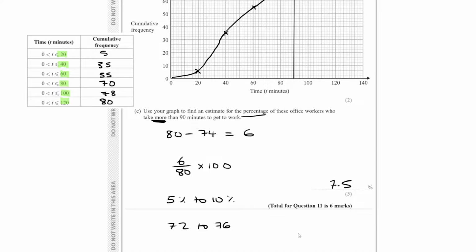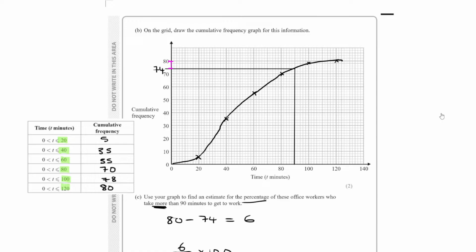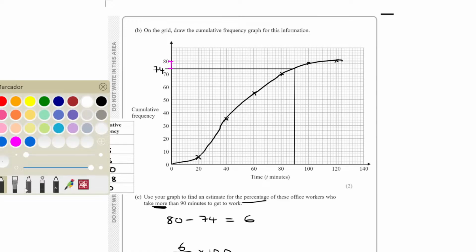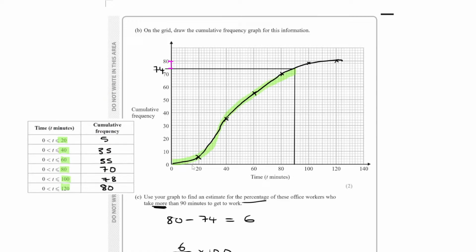Seeing if we've got any questions. Why did I do 80 minus 74? Yeah, so 74 people take less than 90 minutes, because that's this part of the curve, and this part of the curve, do you see, is between 0 and 90. That's less than 90. So then more than 90 is this bit of the curve, so you have to take it away. It's just how you always do this one.